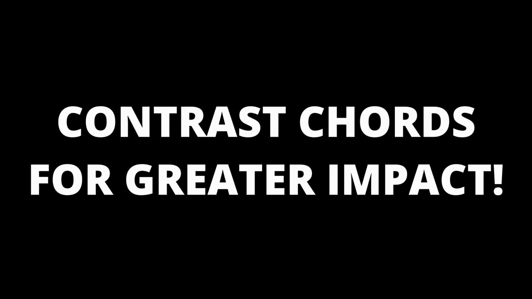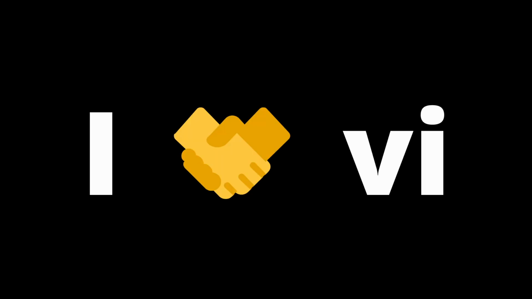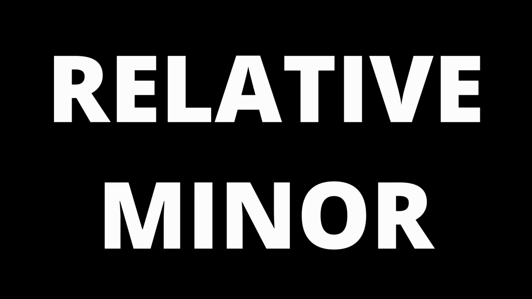It can be nice to contrast standard triads with extended chords like the major 7th add 11. The 1 chord also has a relationship with the 6 chord. The 6 chord is its relative minor chord. There's a video in the description if you need more help with this concept.